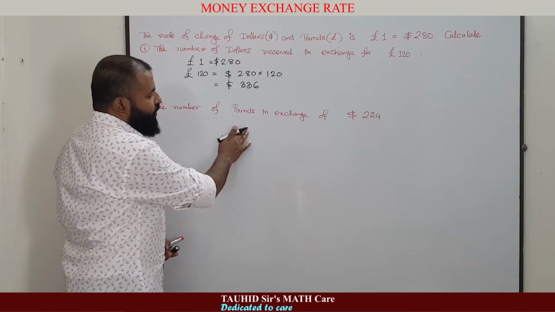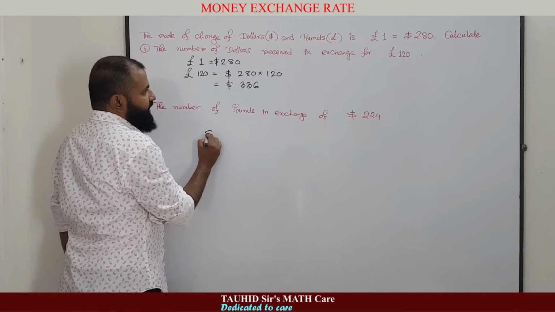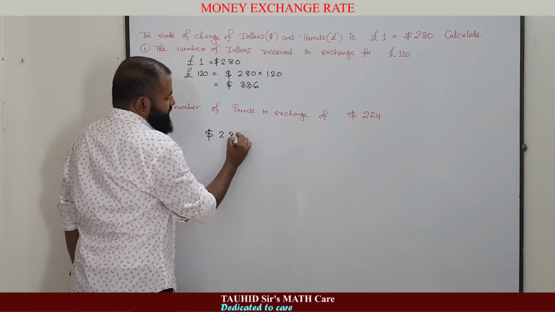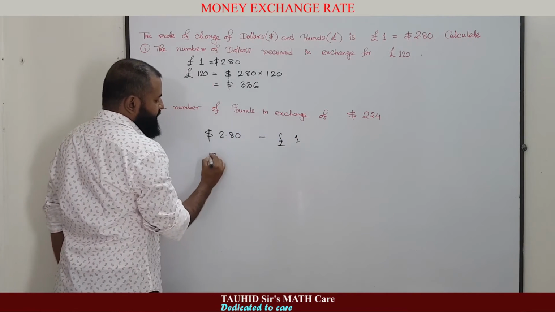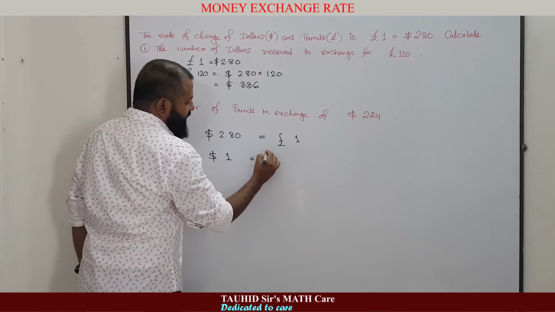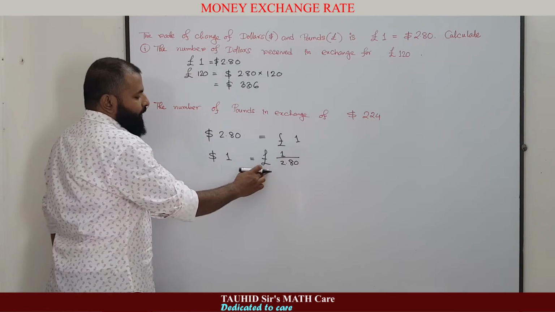Now the second question. The number of pounds in exchange of $224. We are given that $2.80 equal to 1 pound. That means $1 equal to 1 divided by 2.80 pound.